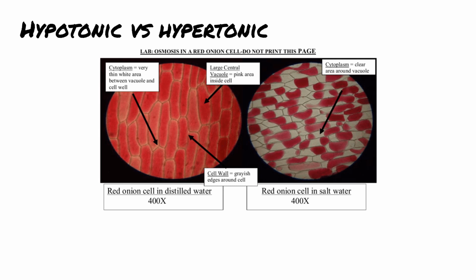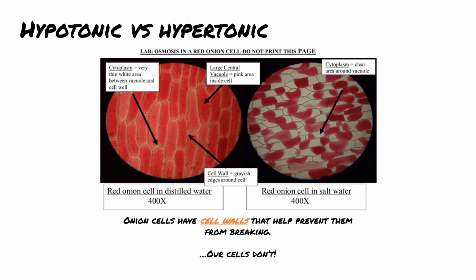The cells on the left are in a hypotonic environment, while the cells on the right are in a hypertonic environment. If you look at the cells on the left, they're bulging and swollen, and this is because water has flowed into the cells. On the other hand, the cells on the right are shriveled and shrunken, and this is because water has flowed out of the cells. Now, onion cells have cell walls that help keep them supported when they're overflowing with water. But what about cells that don't have cell walls, like our own?